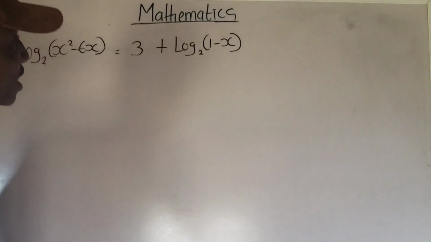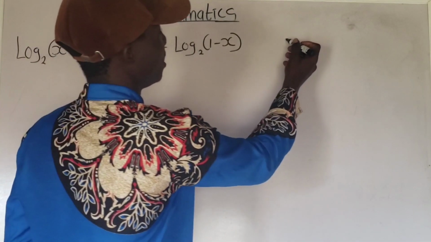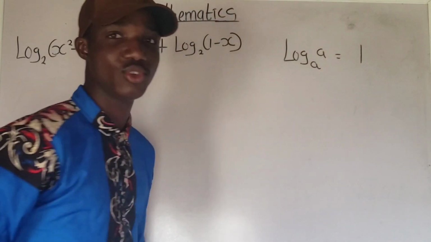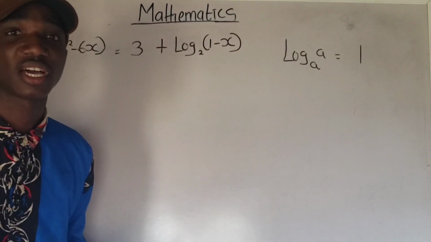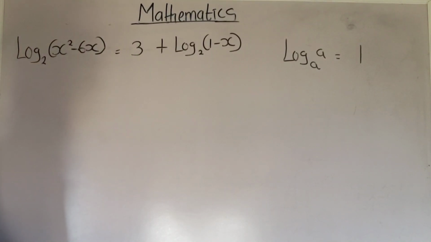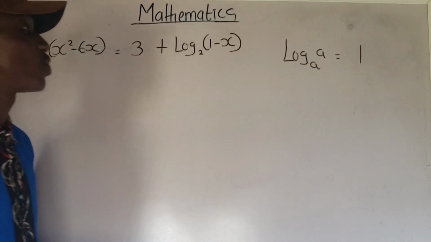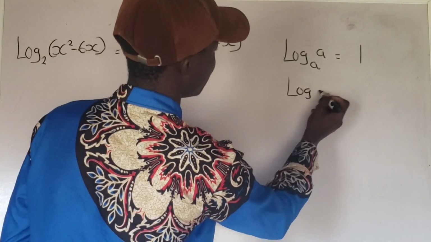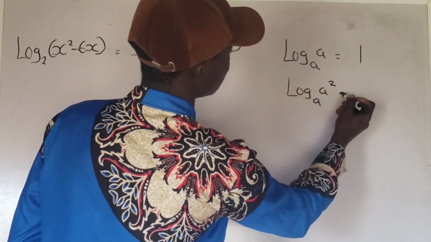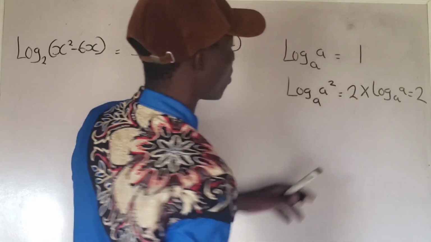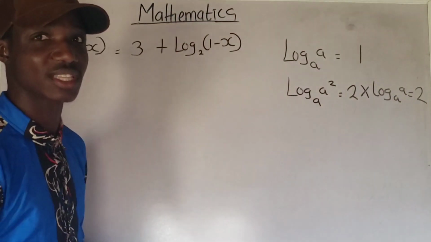Now, don't forget, from the basic rules of logarithm, the log of a number to its base is equal to 1. If you missed the class on logarithm, you can check the description of this video, where you will see the various laws of logarithm. One of the laws is that if we take the log of a number to the same base, the answer is 1. So if I have something like log a squared base a, this will be equal to 2 multiplied by log a base a, which is equal to 2, because log a base a is 1.